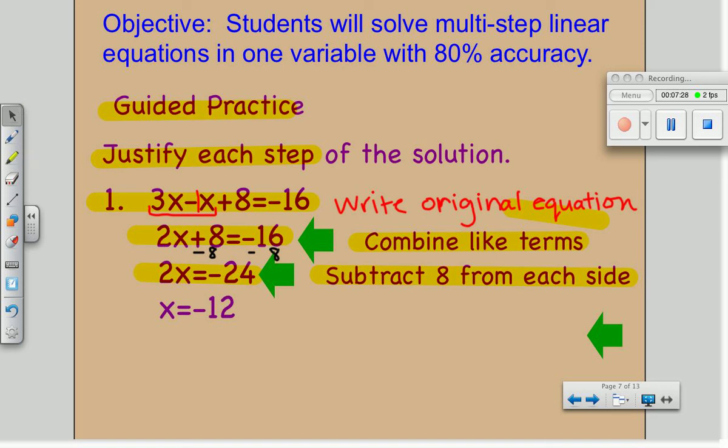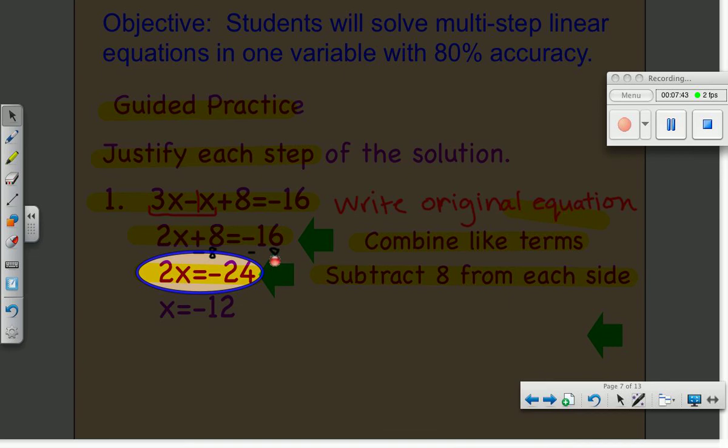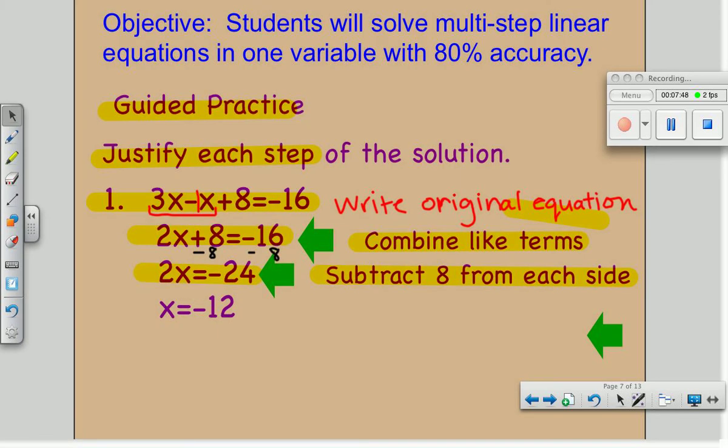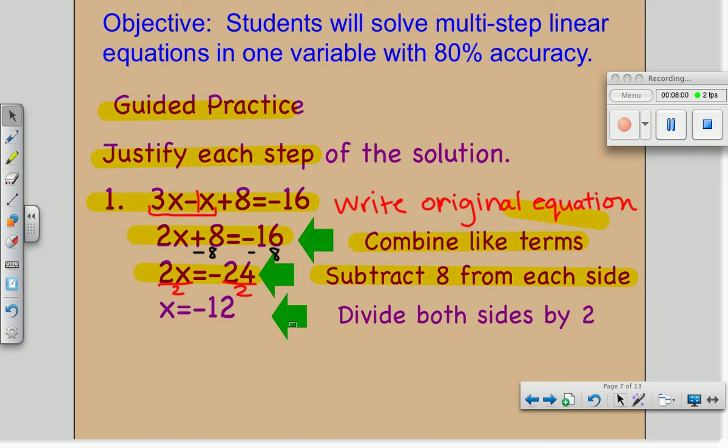Next, x equals negative 12. Well, what did I do to do that? How did I get from 2x equals negative 24 to x equals negative 12, right? And now what did I do to get from there to here? X was being multiplied by 2, so I must have divided by 2. So divide each side by 2 is what I did there. And that's how I got my answer.